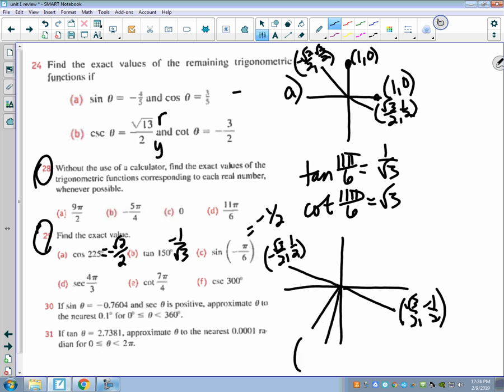Secant of 4 pi thirds. Secant, okay, hold on. 4 pi thirds is down here. So that's negative 1/2, negative square root of 3 over 2. And secant is with cosine, so that's negative 2 over the square root of 3. 7 pi fourths, cotangent of that is negative 1.